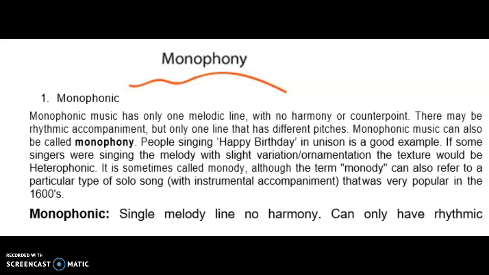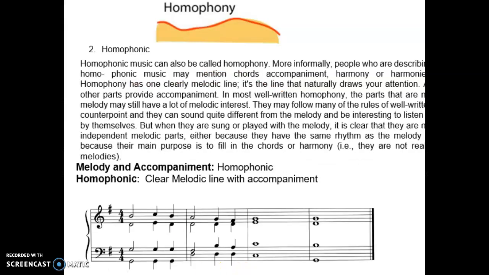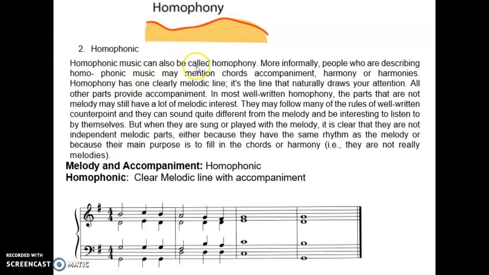So monophonic is a single melody line with no harmony, and it can only have a rhythmical accompaniment with that. Now the next one is homophonic music. Homophonic music can also be called homophony. More informally, people who are describing homophonic music may mention chord accompaniment, harmony or harmonies.